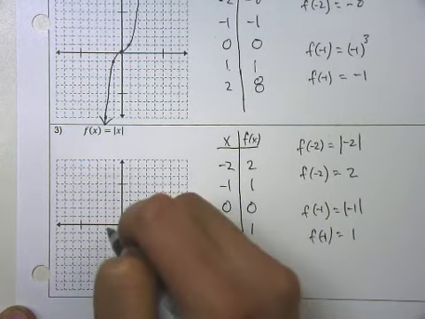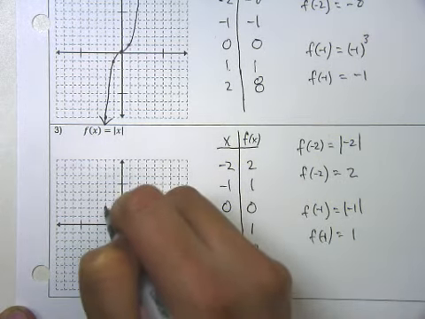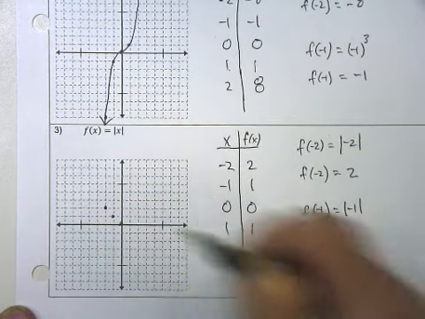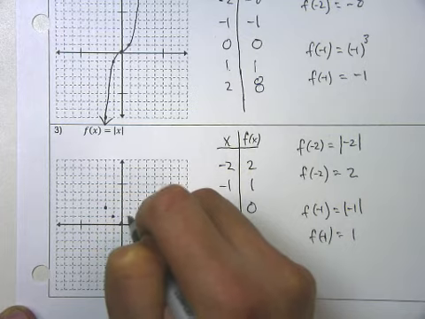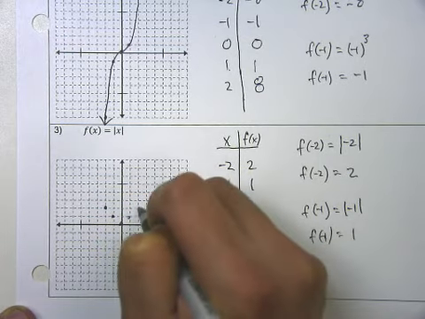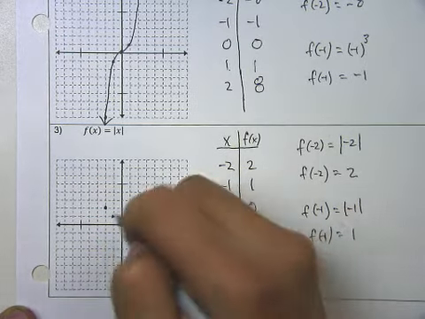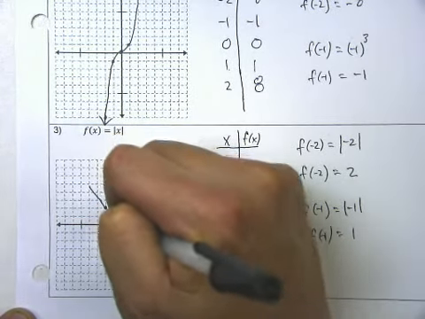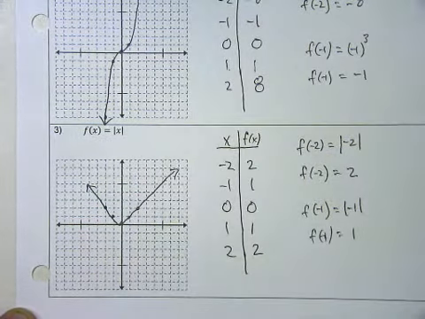What does this look like? When the input is negative 2, your output is 2. When your input's negative 1, your output's 1. When your input is 0, your output's 0. When your input is 1, your output's 1. When your input is 2, your output is 2. This graph has this straight-line V shape to it. We'll talk more about these shapes later in class.